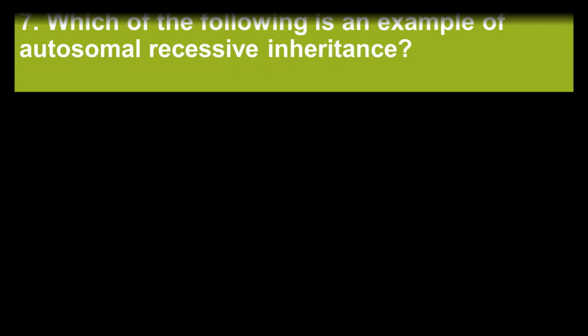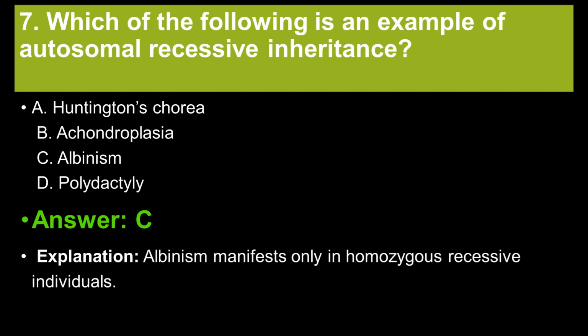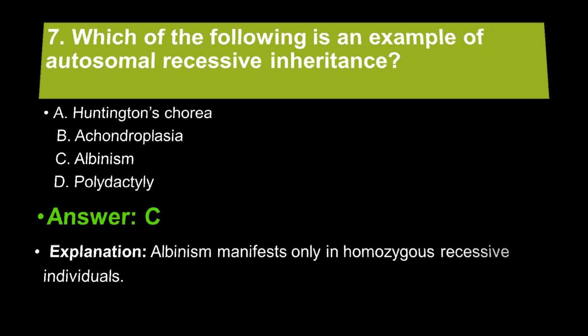Question 7. Which of the following is an example of autosomal recessive inheritance? A. Huntington's chorea. B. Achondroplasia. C. Albinism. D. Polydactyly. Answer: C. Explanation. Albinism manifests only in homozygous recessive individuals.